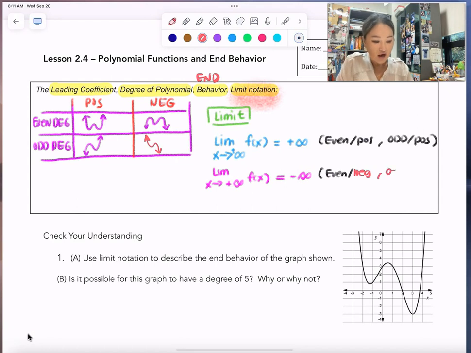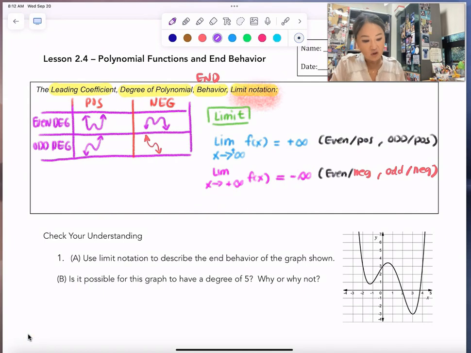Okay. When it's an odd case, it's when it's what? Down, down, baby. Down, down. Okay, negative. Does that make sense? So practice reading that. The limit as x approaches positive infinity of f of x is positive infinity. That's how we say it, okay? Let's try the next case.